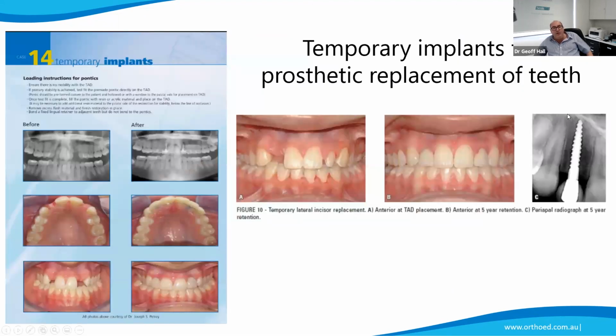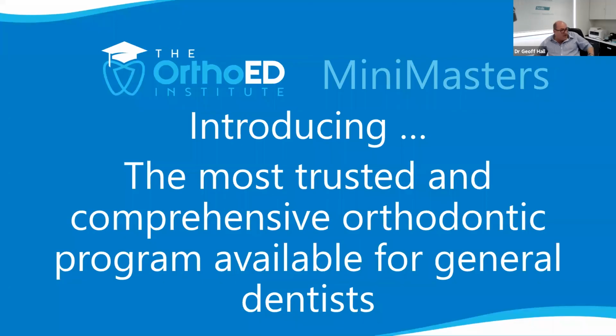And you can even use these temporary implants as a way to hold the bone. So what we talked about before with Maryland bridges, I think today you can put a temporary implant in and build that up with a temporary crown, and you can hold the bone in preparation for your future implant later on.